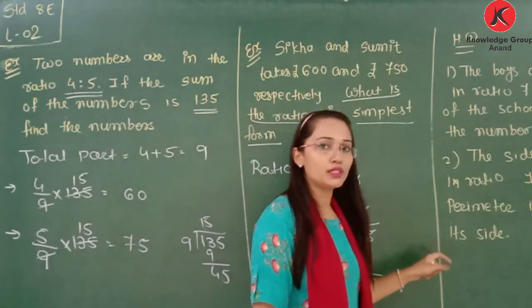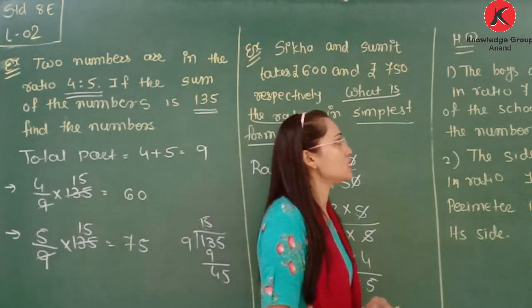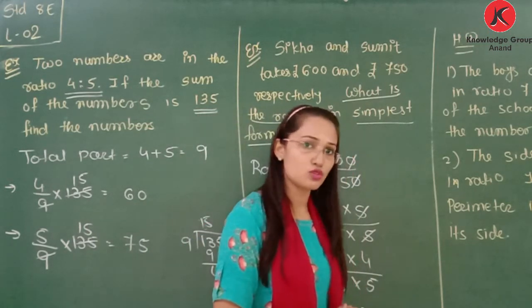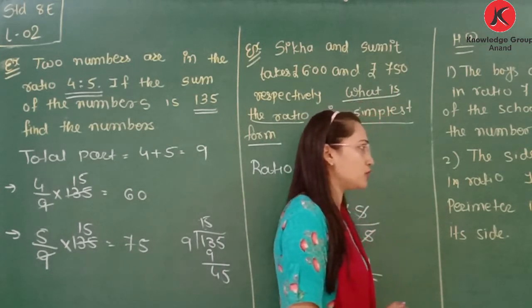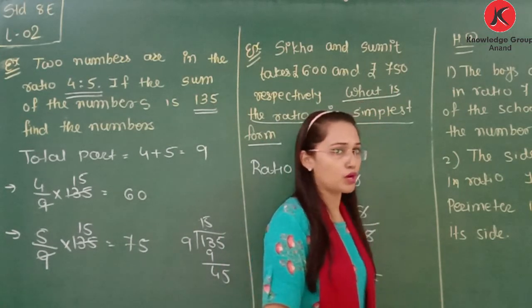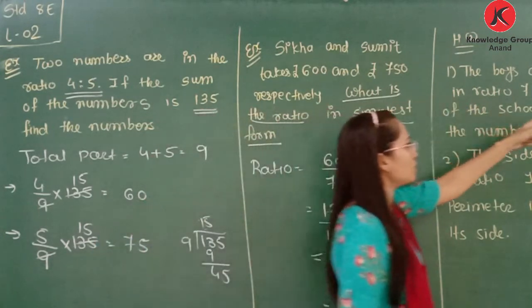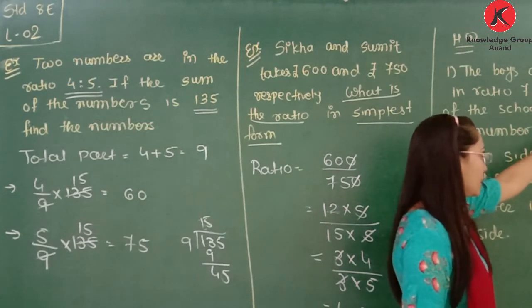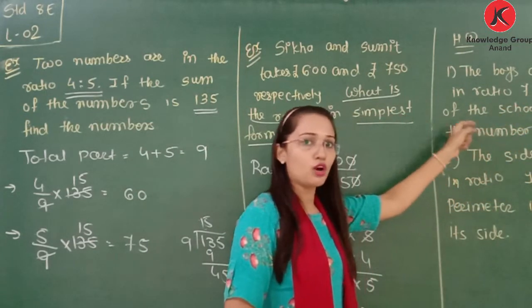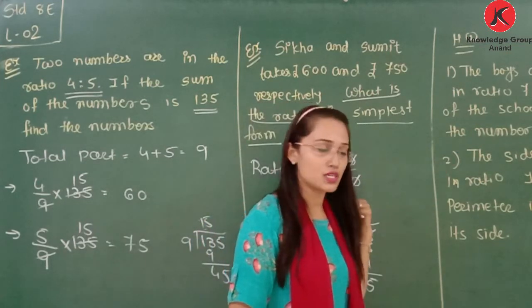Here are two examples that you need to solve in homework. The examples are: the boys and girls are in the ratio 7:4. If the total strength of the school is 550, find the number of boys and number of girls. This is the same as the previous one because the sum is 550. So find the total parts and multiply the fraction with 550. This is the same as the first example.